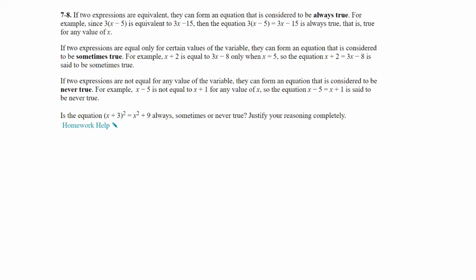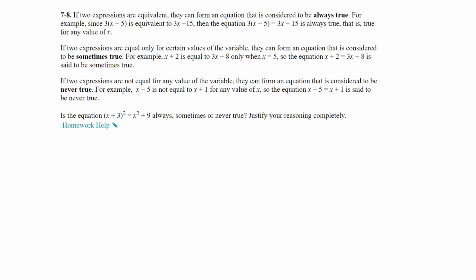If two expressions are equal only for certain values of the variable, they can form an equation that is considered to be sometimes true. For example, x plus 2 is equal to 3x minus 8 only when x equals 5. So the equation, when those two are set equal to each other, is said to be sometimes true. If two expressions are not equal for any value of the variable, they can form an equation that is considered to be never true. For example, x minus 5 is not equal to x plus 1 for any value of x.